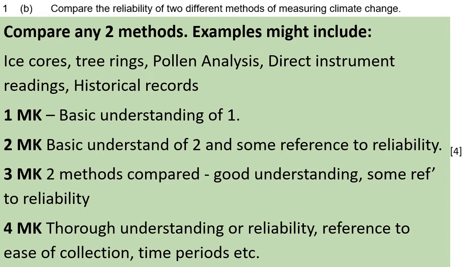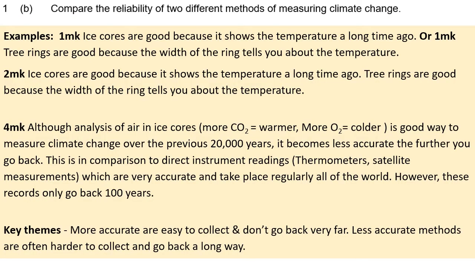3 marks, definitely including 2 methods. There's some comparison going on, and there's a good understanding of how they work and the reference to reliability. Number 4, we often think of the top marks as something you could transpose into a textbook. It would be pretty similar to what the textbook answer might be. We'd be thinking about reliability, reference to the ease of collection of the method, and also maybe over time periods. Here's some examples.